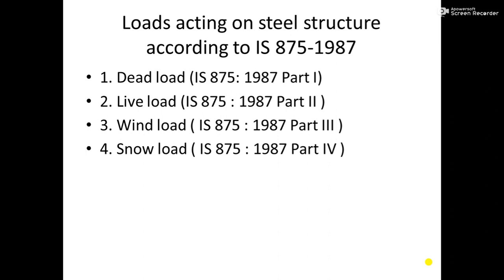Then the third one is wind load. This wind load is considered for high rise structures according to IS 875 1987 Part 3. And the fourth one is snow load. It is also considered in snow regions where it is effective. These are the four types of loads we are going to consider while designing any steel structure.